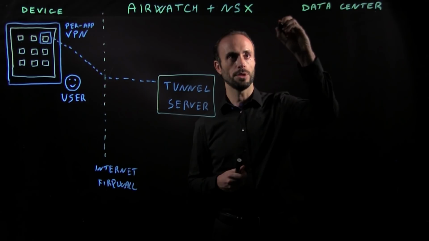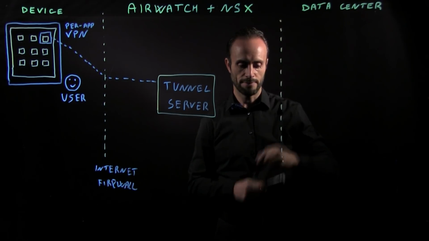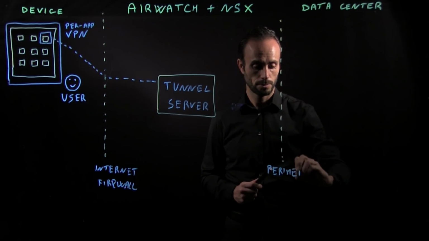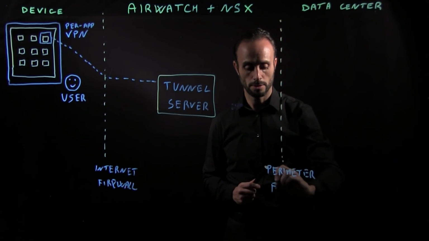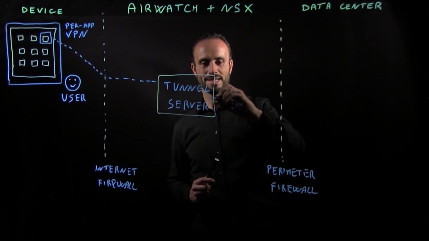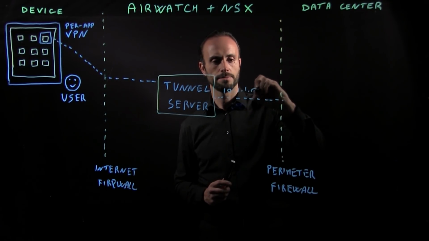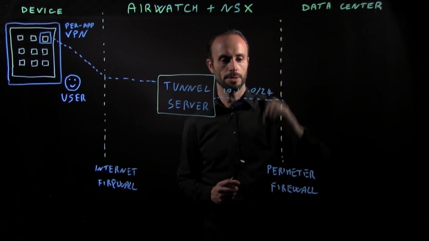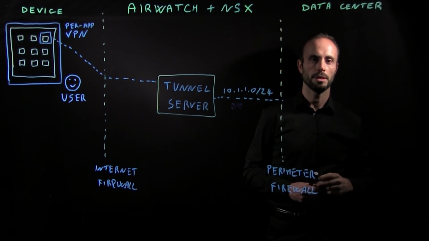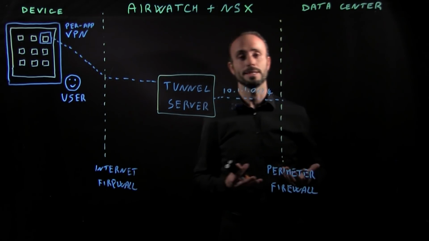Let's think about what we can do on the data center side. Obviously, we'll have a perimeter firewall checking the north-south communications. The tunnel server will communicate with the data center on a specific subnet. This one, for example, 10.1.1.0/24. And to solve the problem that I just outlined, obviously we can leverage solutions such as NSX.